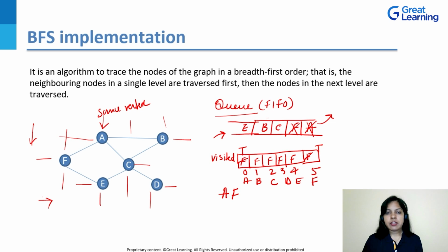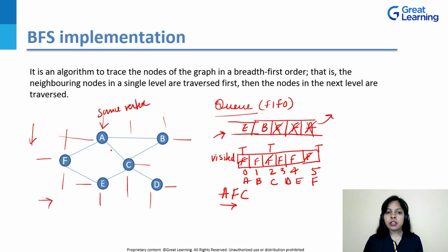Okay. Next, again, same process. We'll remove the topmost element. Whichever are connected to that, we'll insert into the queue. So C is the topmost element right now, so C will be deleted. And here C will be marked as visited, that is true. And here also this will be your traversal list, so C will be marked here as well.